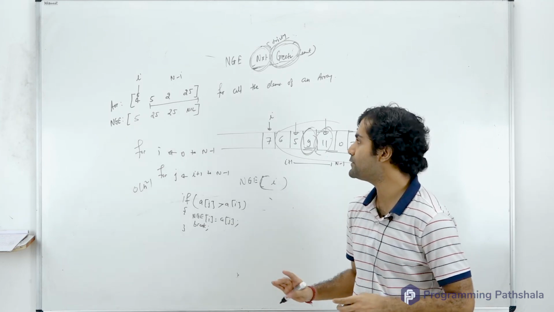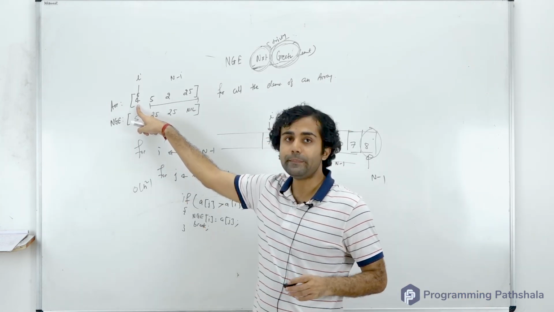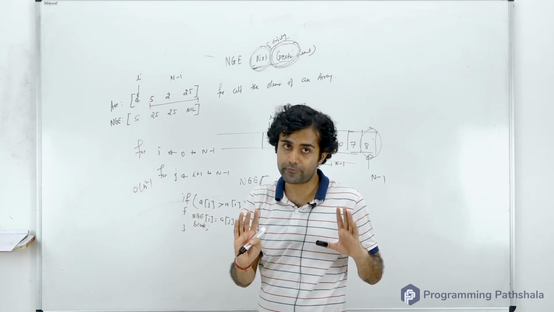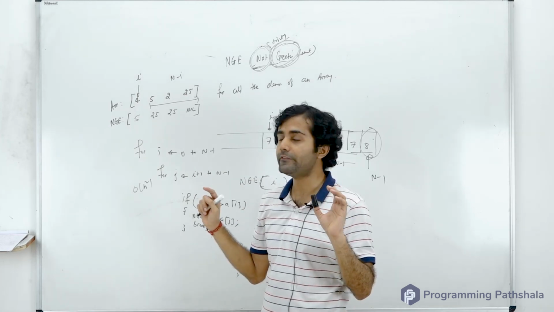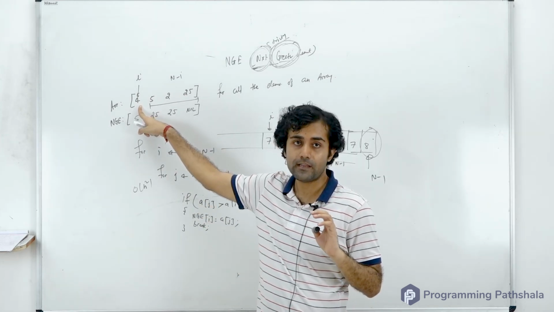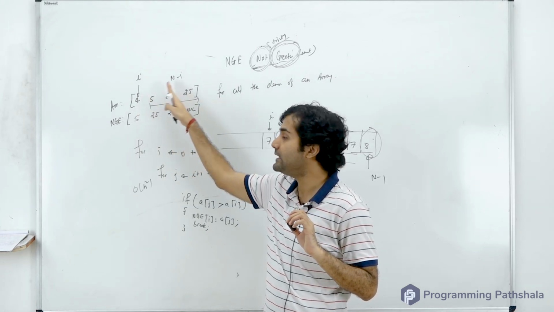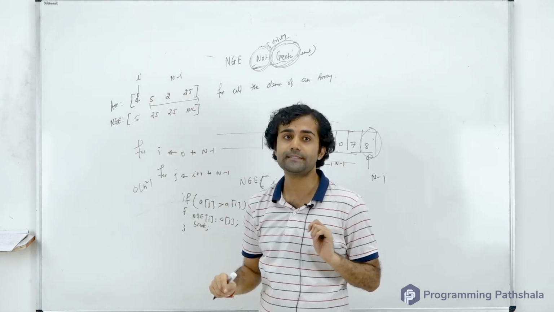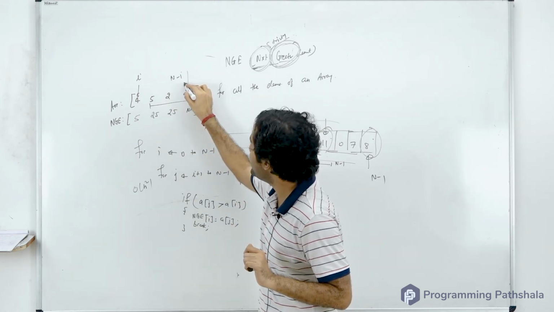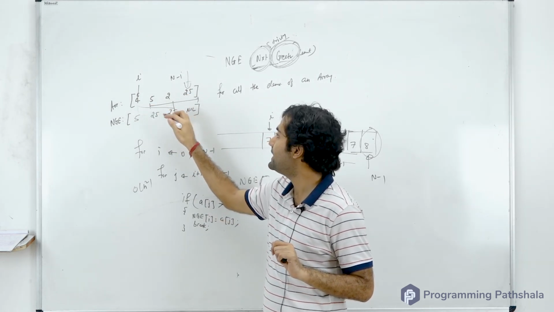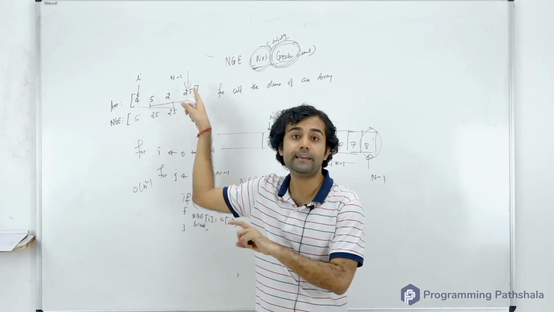See, here what I was doing, I was fixing the element for which NGE is to be found. Listen to me very carefully. I was fixing the element for which NGE is to be found, and now I was iterating over all the possibilities. But here what he is saying, fix an element and then try to see how many elements before it can assume this as their NGE.